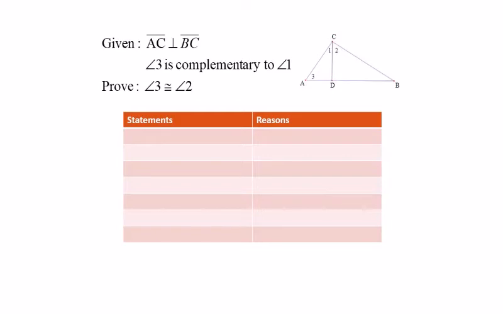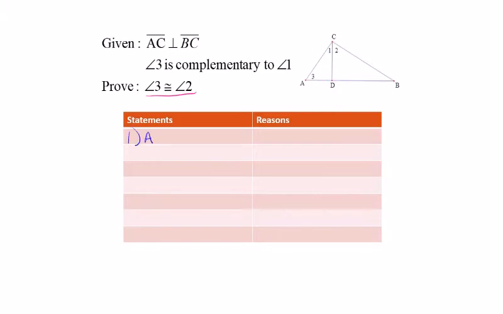practice some more proofs. So here we're given that segment AC is perpendicular to segment BC, right? So AC perpendicular to BC, and then we're given that angle 3 is complementary to angle 1. All right, and we're trying to prove that angle 3 is congruent to angle 2. So let's start out by including our givens.